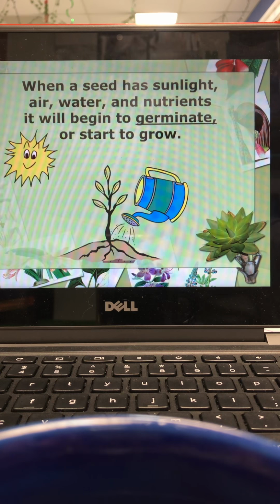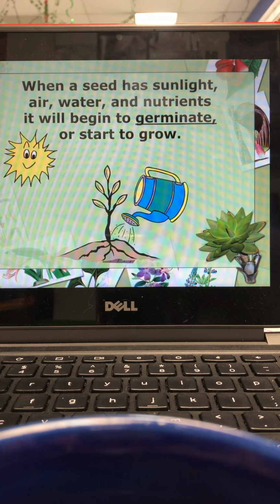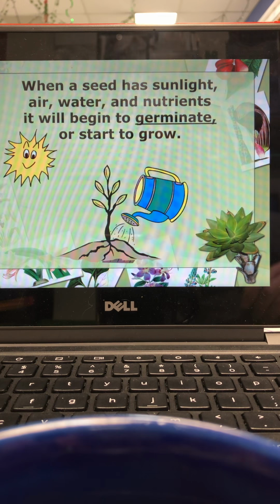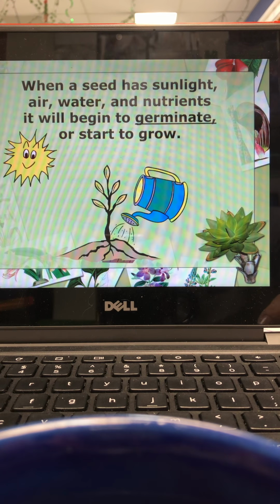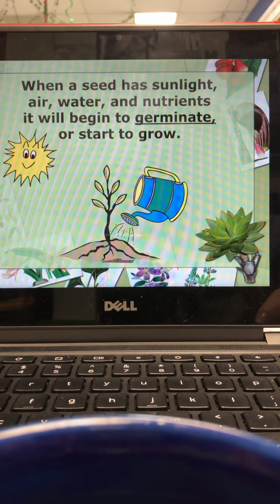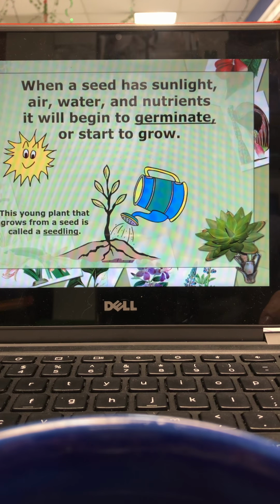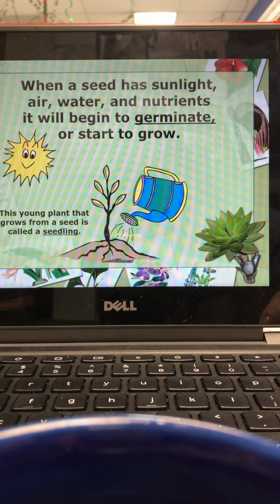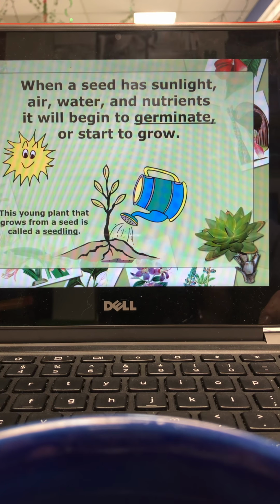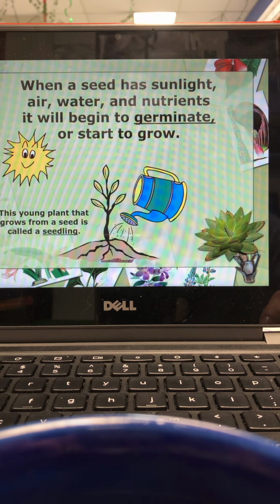When a seed has sunlight, air, water, and nutrients, it will begin to germinate or start to grow. And we're going to be seeing this. And this young plant that grows from a seed, that little teeny tiny guy, that guy is called a seedling.